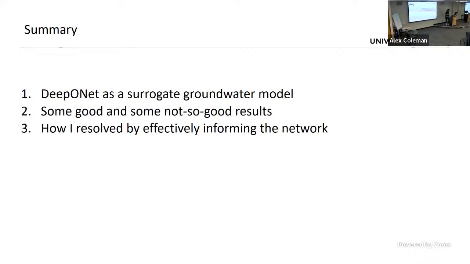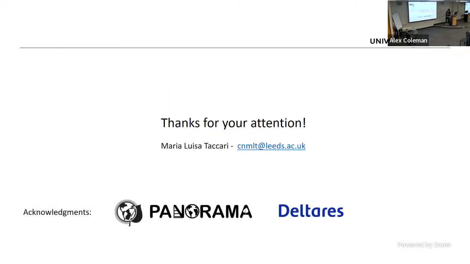In summary, I showed a DeepONet, how we can use DeepONet as a surrogate groundwater model, with some good and not so good results: good results when I change only the hydraulic conductivity, and not so good results when the location of the pump is also changing. And then I actually resolve it with this type of inputs, and some open questions for my future work. So thanks for your attention.